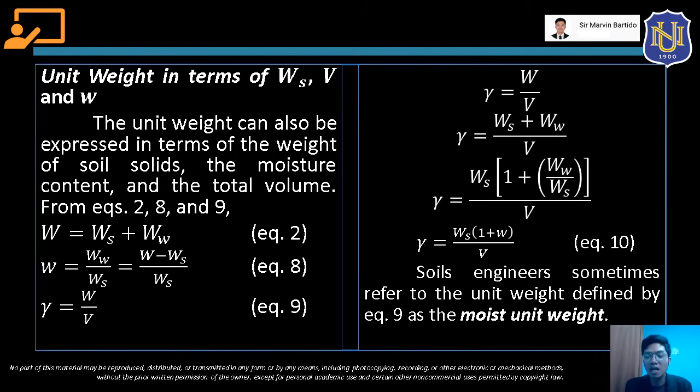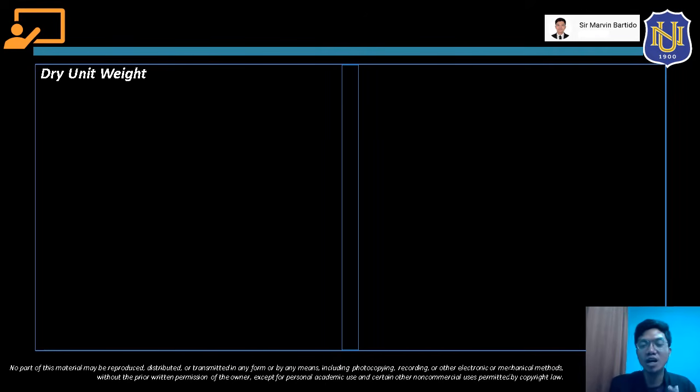So class, soil engineers sometimes refer to the unit weight defined by equation 9 as the moist unit weight. Okay, so kapag sinabi class na unit weight, halimbawa unit weight yung ibinigay sa problem, automatic class, yun class ay moist unit weight. Okay, so take note of that class ha. Ang moist unit weight, that is the unit weight ng lupa.